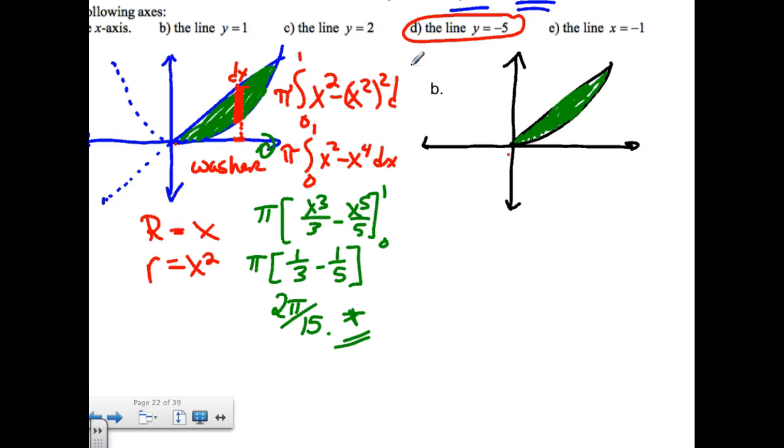So I'm going to go way down here, and I'm going to have my axis of rotation. I'm going to put that in red. So like that, and I'm rotating about y equals -5. I draw my rectangle perpendicular to the axis of rotation. It's going to be empty until I hit the outer edge of this curve, or inner edge, and then I will have a solid piece.